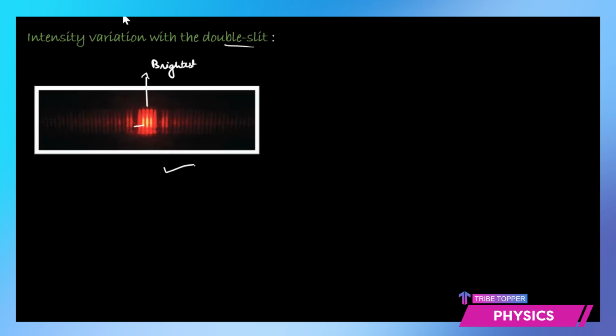Then you have a little less intensity, and gradually your next maximas, which you can see very faintly as red lines. Of course, they are separated between them by dark fringes also. So the red lines are very faint ones. So the intensity goes on decreasing on either side of the central bright maximum. So let's see how this pattern changes for a single slit and a double slit.